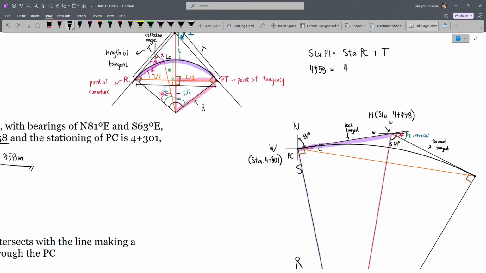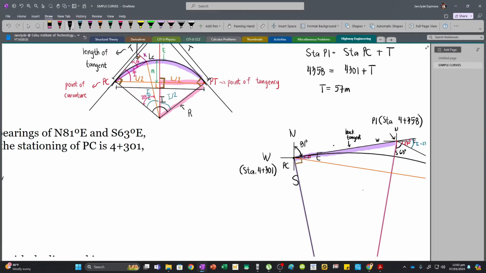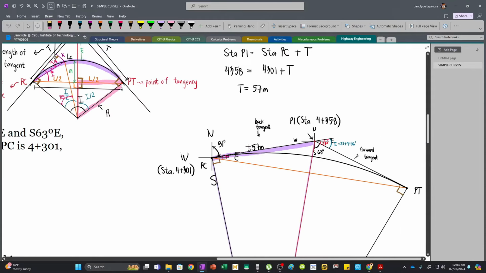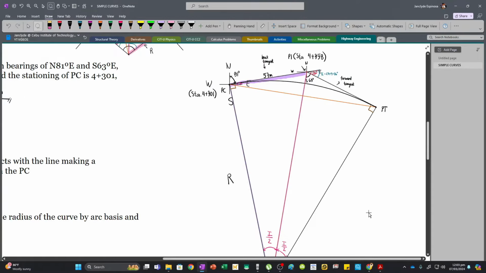So we have 4301 plus the tangent distance. Our tangent distance will be 4358 minus 4301, which is 57 meters. Yan. And so if this is 57 meters, move ko na lang to. Then I can solve R using the tangent function.